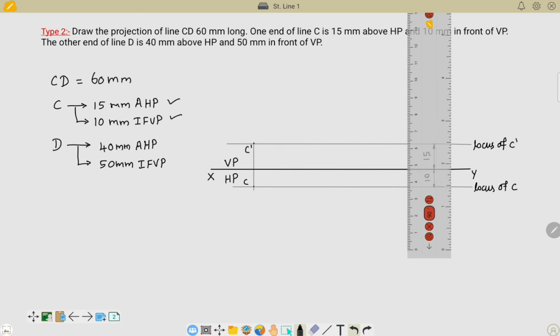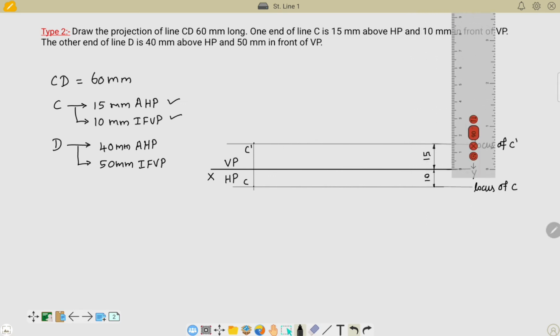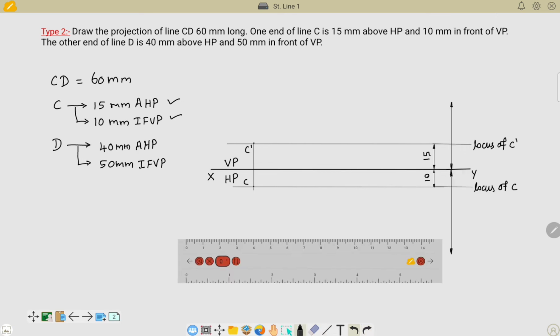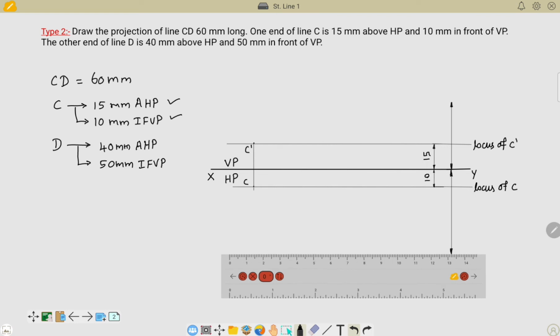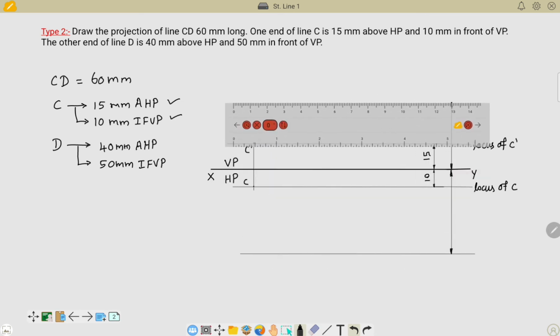It is 40 mm above HP, which means above the XY line, and 50 mm in front. So let me take my scale parallel to the XY line and place it here and draw a line 40 millimeters from the XY line, because it is 40 millimeters above HP. Similarly, draw a line for the condition in front of the vertical plane for a distance of 50 millimeters. The next step is to draw the locus lines for the marked distance. Place your scale like this and draw your locus line like this. Similarly, place your scale on this end point and draw a locus line like this.